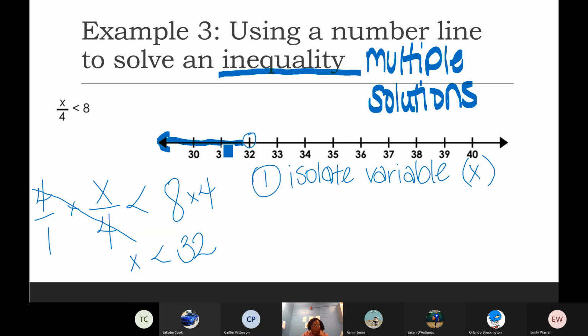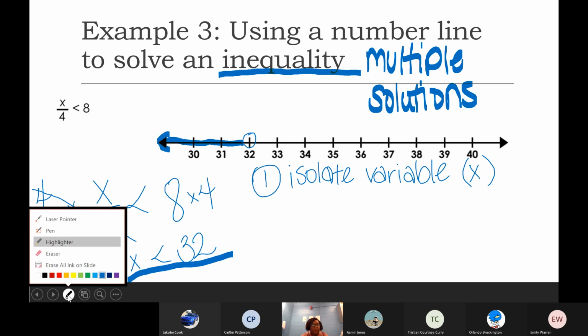So X could be 31. It could also be 30, 29, 28, 27. Anything that's less than 32 could be what X is. We just know that X is less than 32. Any questions here? I want to help you out. It's okay if this is still new to you. We just started this stuff, okay? And I'm not sure if you ever learned about this in 5th or 4th grade.